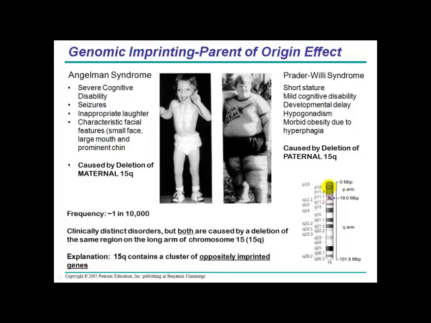The short arm of a chromosome is typically referred to as the P arm. The long arm of the chromosome is referred to as the Q arm. So a deletion on the long arm of chromosome 15 can result in either Angelman syndrome or Prader-Willi syndrome. But what determines which one is exhibited is who the deletion is inherited from. If the deletion is inherited on the maternal chromosome, then we end up with Angelman syndrome.